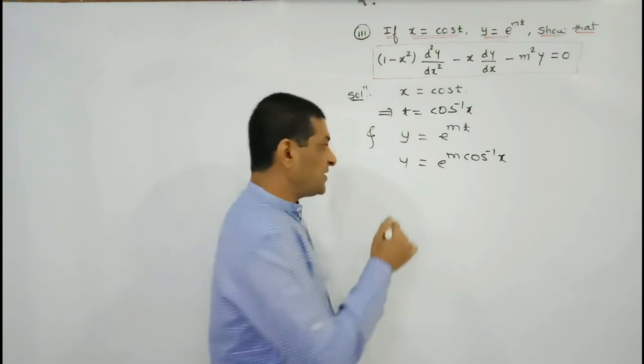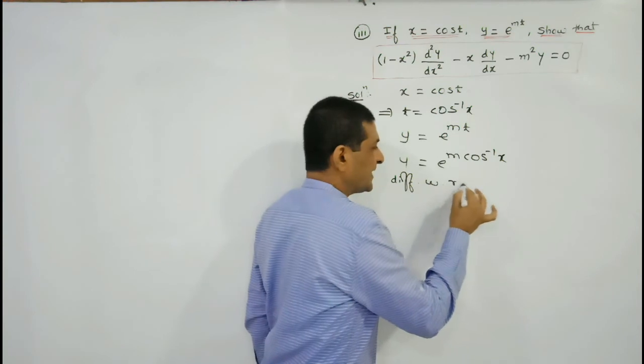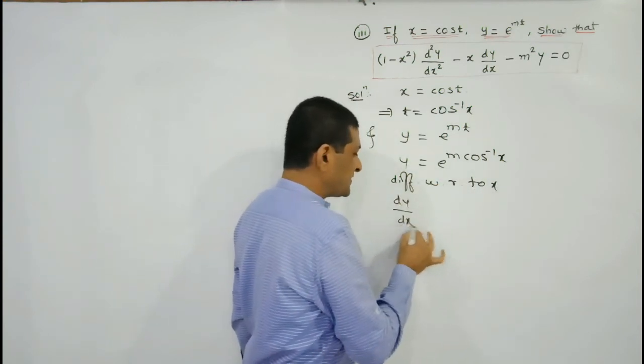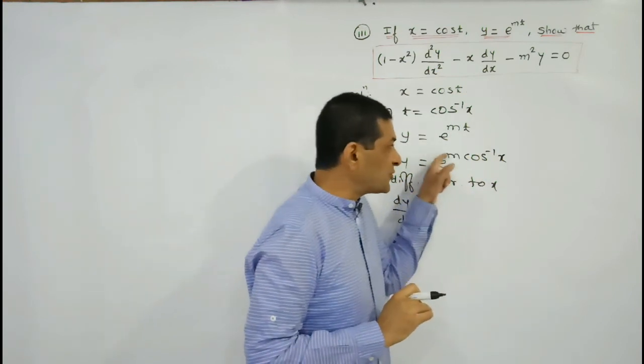Now we are differentiating it with respect to x. So differentiate with respect to x. So the derivative of y is dy/dx on this side. To find the differentiation, we can observe that this function is in the form of e raised to power f of x.